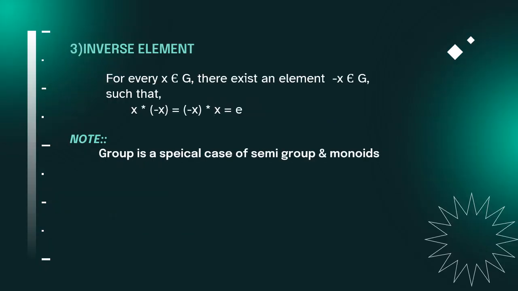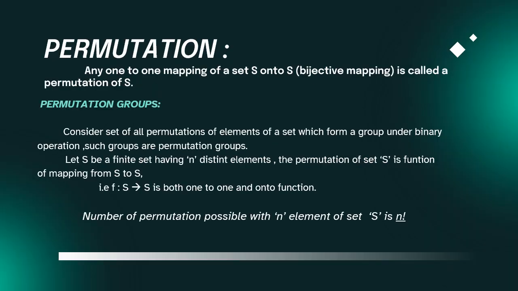The last property is the inverse property. For every x belonging to G, there exists a minus x, such that when we multiply x and minus x, we get the element which we took in the previous property, that is E. There is an important note about groups: a group is a special case of a semigroup and monoid. So this is all about groups, and next let us go to the next topic.